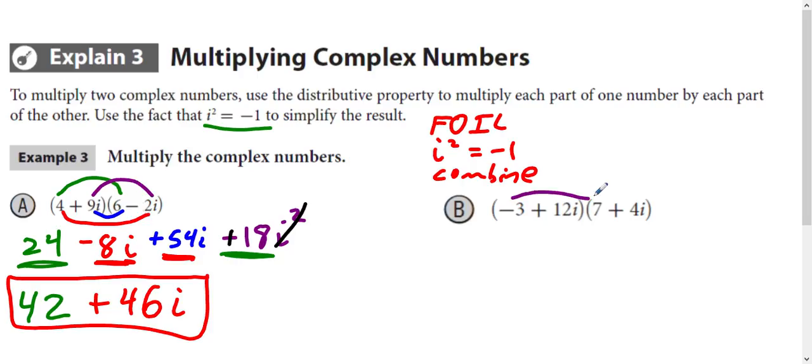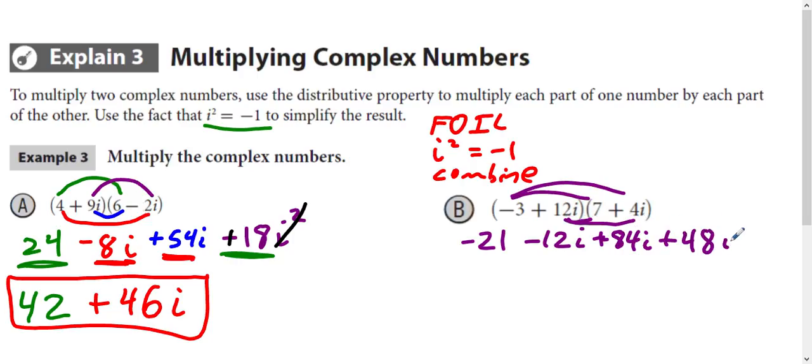So FOIL, again, negative 3 times 7, negative 21 for your first step. Then you do the outsides. Negative 3 times 4i. Then you do the inside. 12 times 7 is 84i. And then you do the last. 12 times 4 is 48. i times i is i squared. i squared is negative 1, so we're going to cross it out and change the sign. Make that be negative 48.